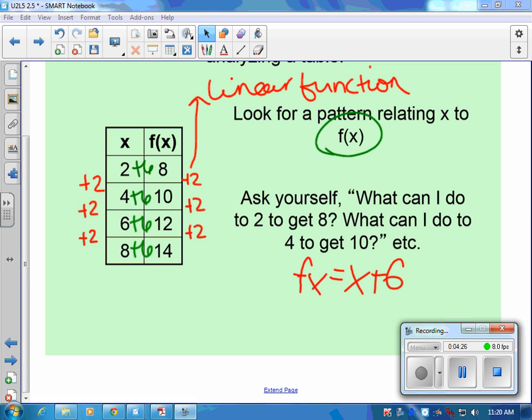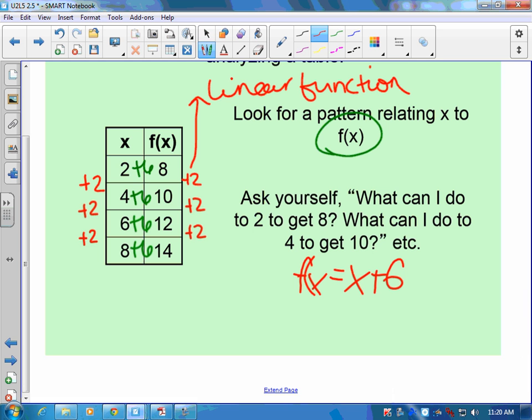I think we're missing something. I think this is pretty close, but not quite perfect. Greg? So I need to show that this is a function of the variable x. And then this function represents every time I take the x value and I add 6 to it. So I'm taking x plus 6, and that's always going to give me that range value.